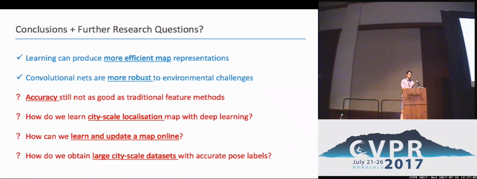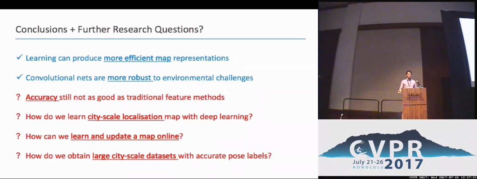Secondly, using convolutional features allows us to be more robust to environmental challenges, so things like occlusion, night, daytime, lighting, these kind of things. If we have it in the training data and we can learn features which have global context, then this is going to improve our localization result.